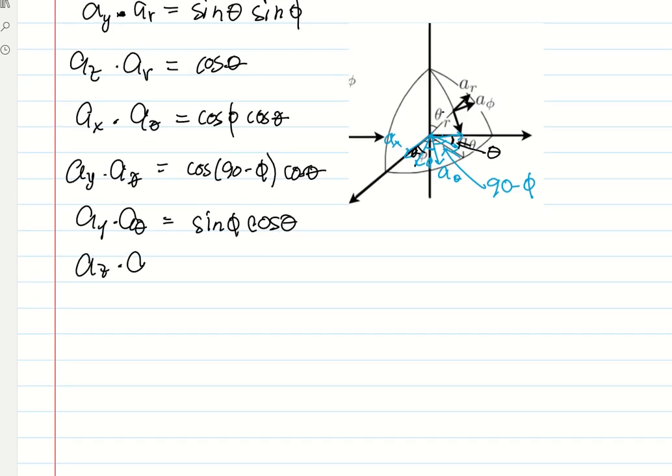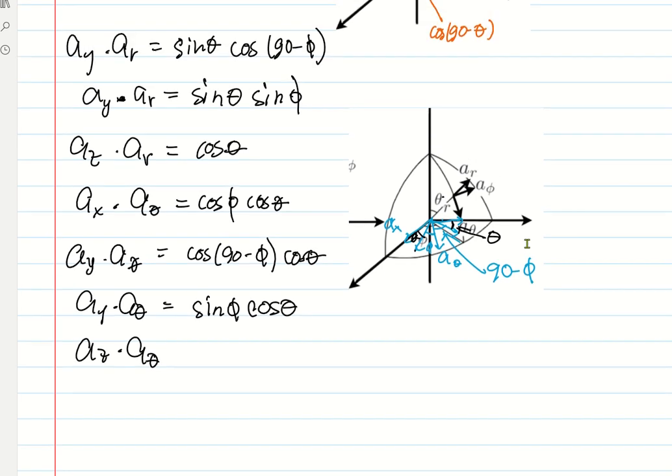Az dot a theta. So our az again is going upward here. And our a theta is somewhere here. So what's this angle here? It should be equal to the angle between ar and a theta. So if this is our ar, this is our az, our a theta is somewhere here.